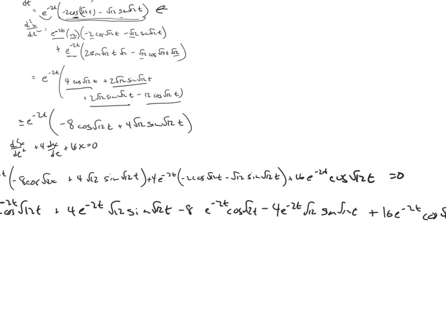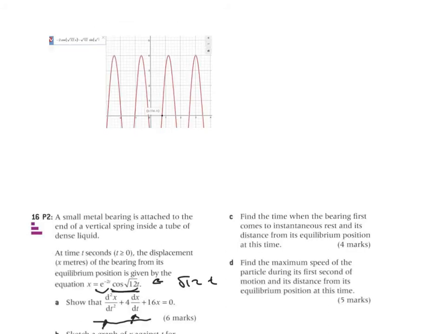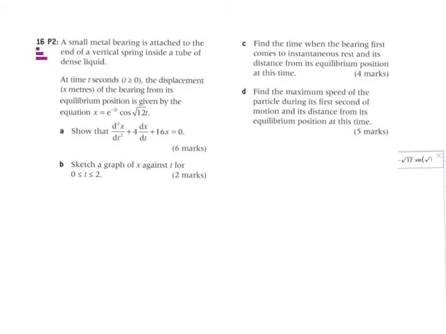All right, so there's a lot of ones in here, and so if I consider the cosine here, minus 8 more cosines plus 16 of them, these all cancel out. If I look at the sines, they also cancel out, and so it equals 0. So the first part is done.